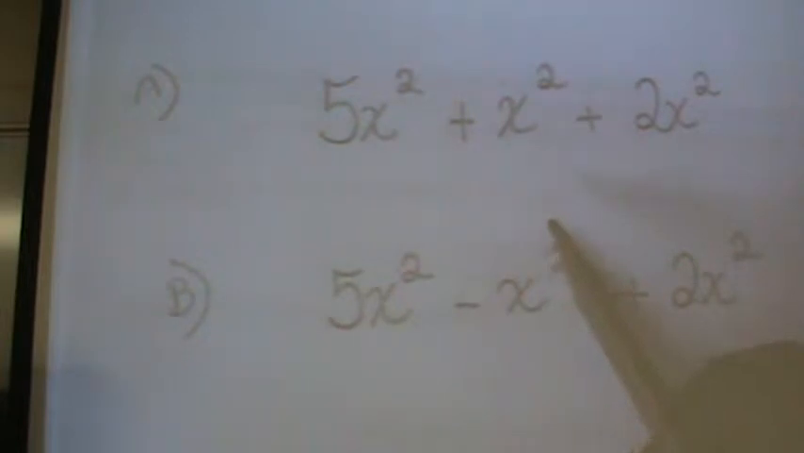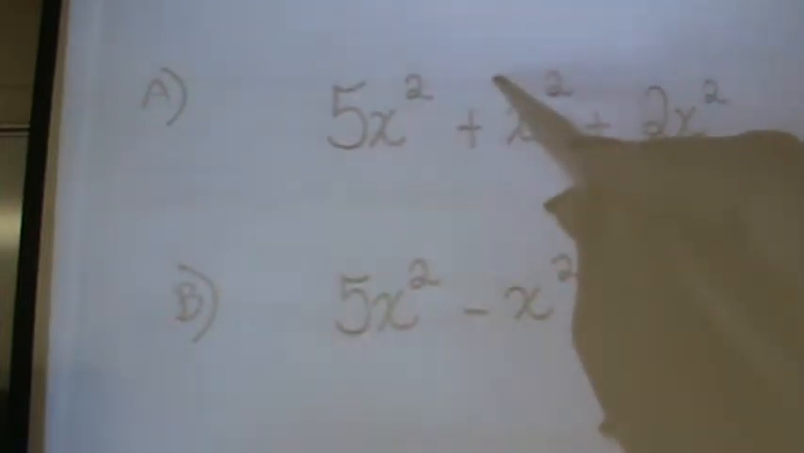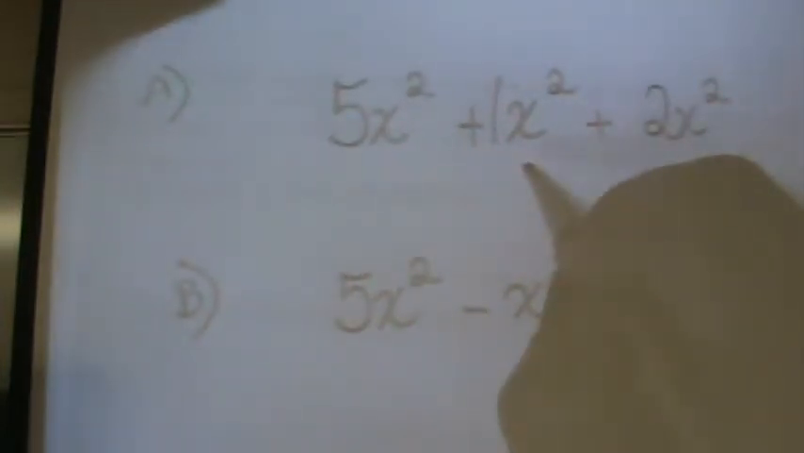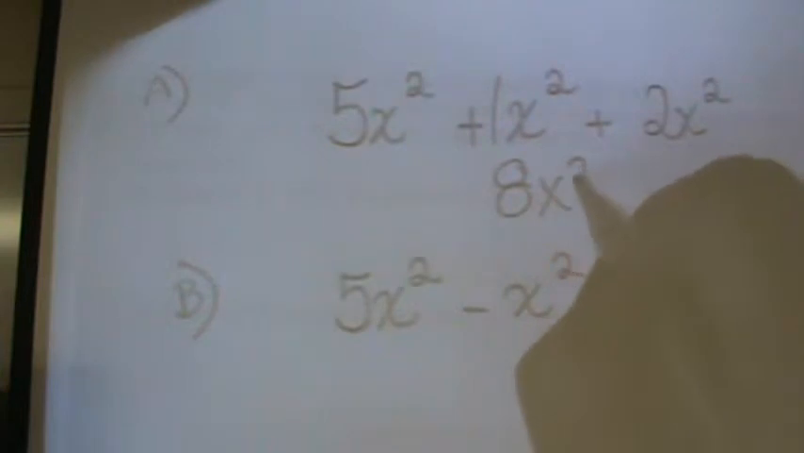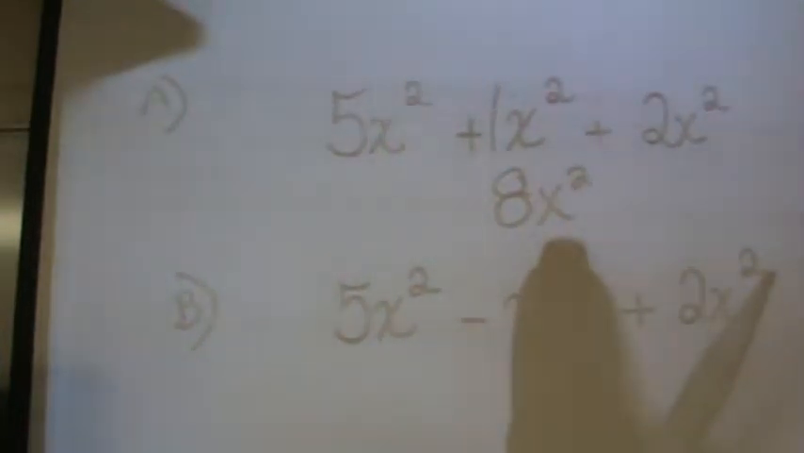You would make it 7x squared. Well, you can combine all three of those, right? Yeah. So it would be 8x squared. Now, where did the 8 come from? There's an imaginary one. There's an imaginary one. 8x squared. So this trinomial turned into a monomial.